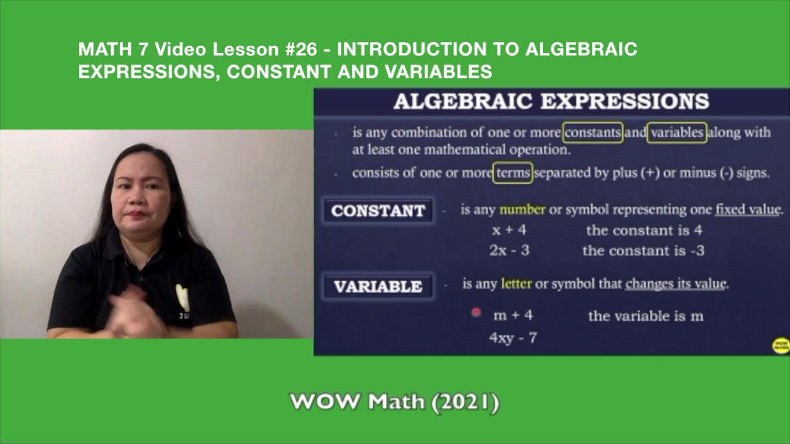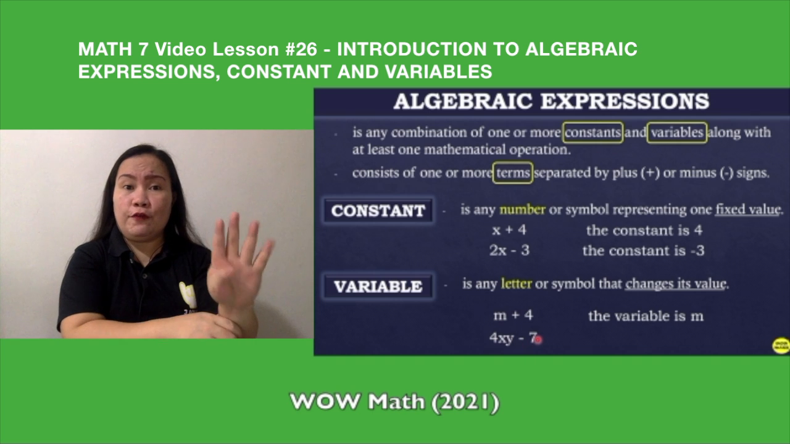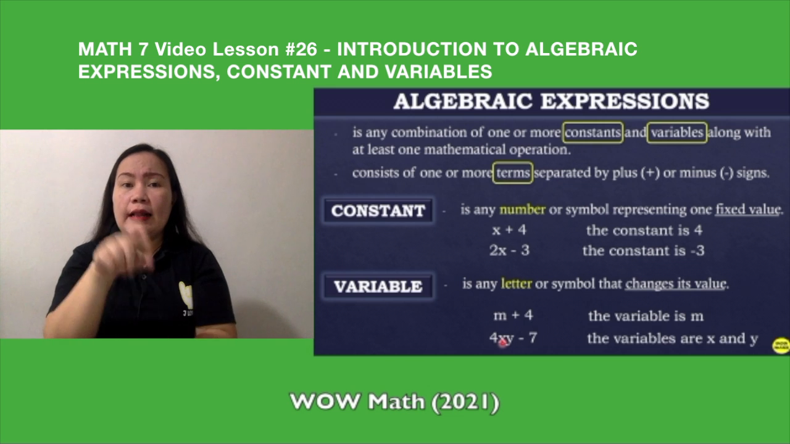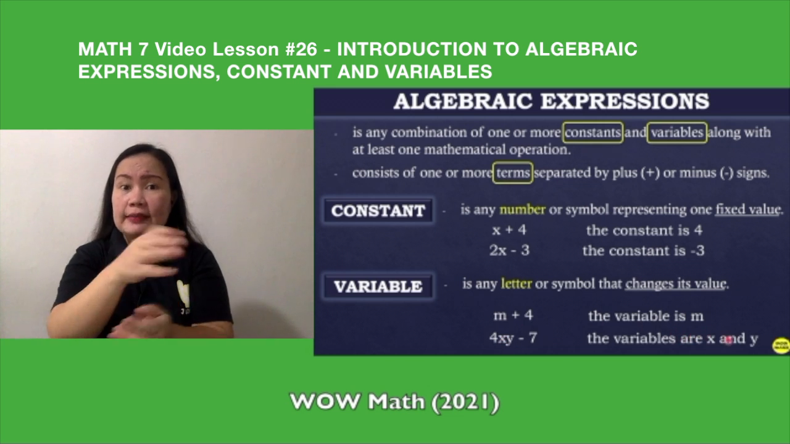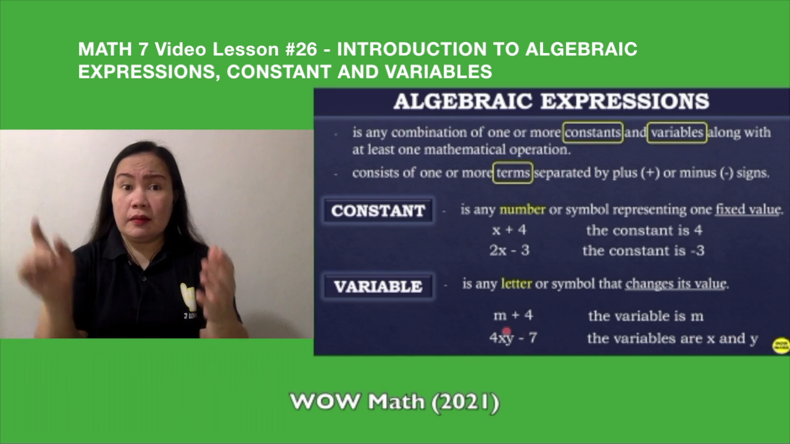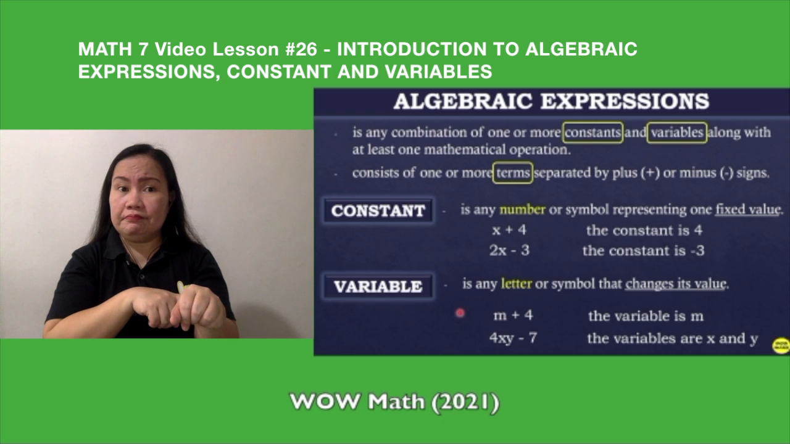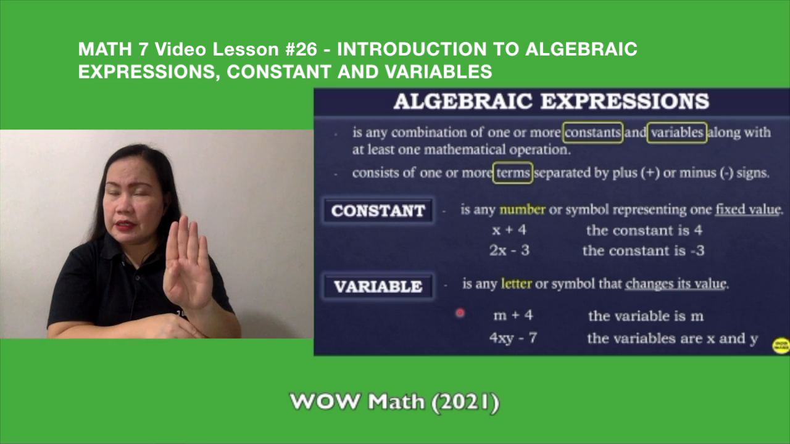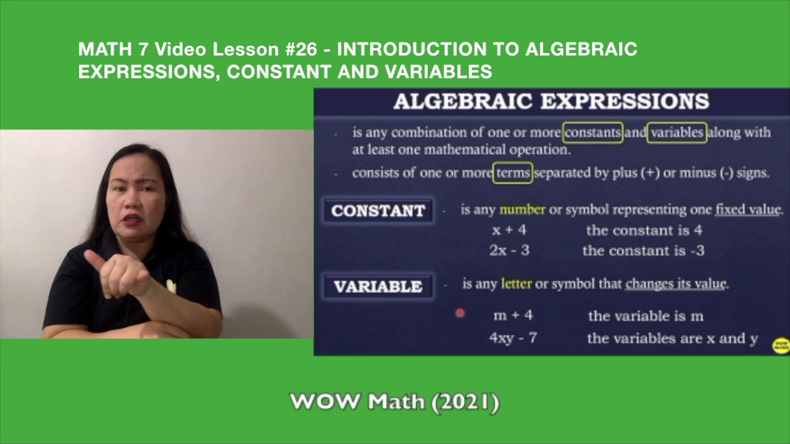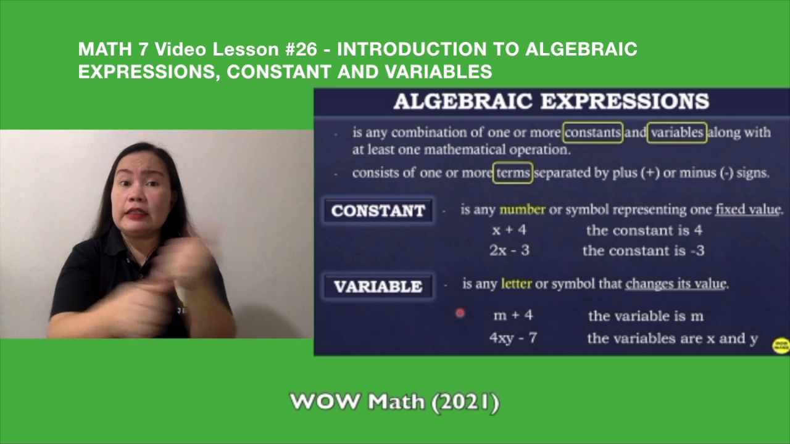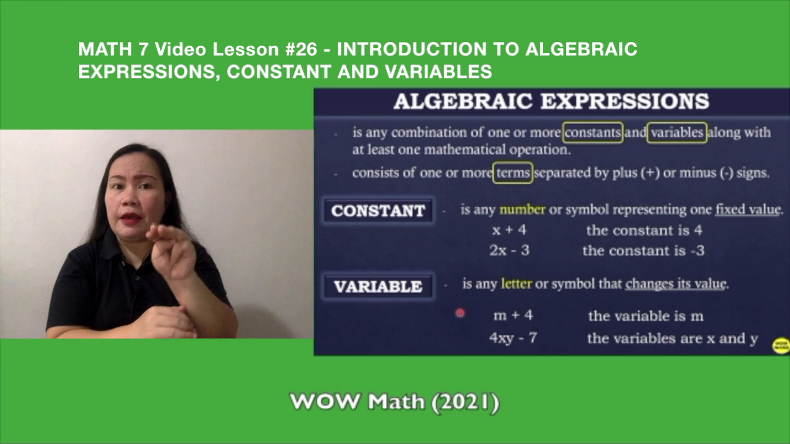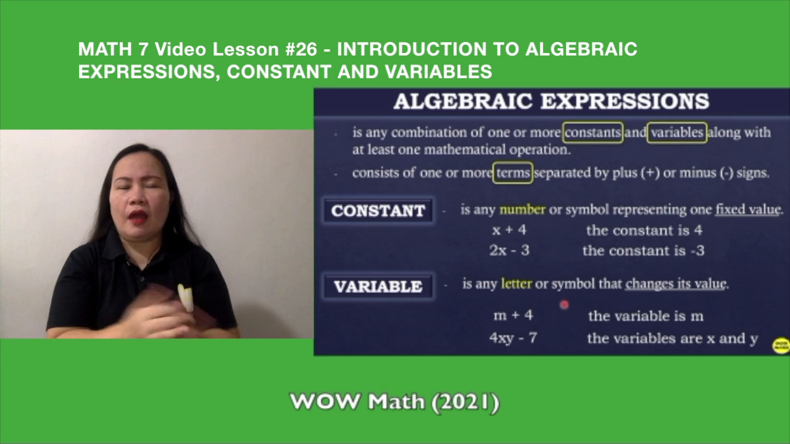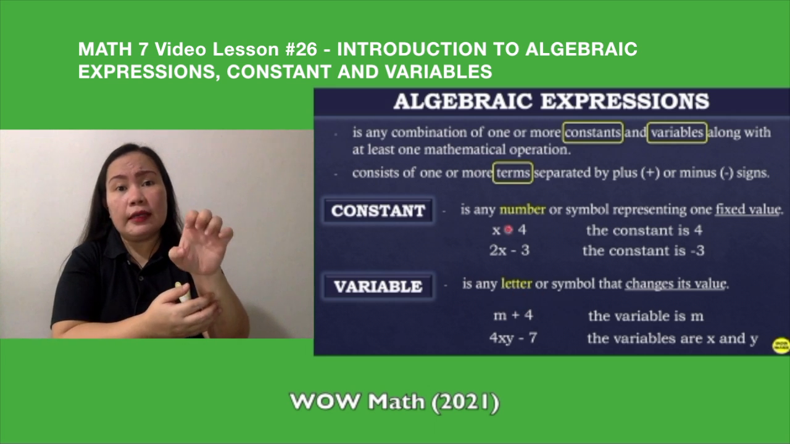Okay? Let's have another. So, I have 4xy minus 7. So, as you can see, hindi lang isa yung letter natin dito. Meron tayong dalawa. Okay? So, therefore, the variables are x and y. So, dalawa po ang variables natin dito. Now, kadalasan, most of the time, ang ginagamit sa math, at I know familiar kayo is A, B, M, N, X, Y. Yan ang mga most commonly used variables sa ating algebraic expression. So, yan po ang mga madalas ginagamit. Okay? So, again, the variable is a letter. The constant is a number.